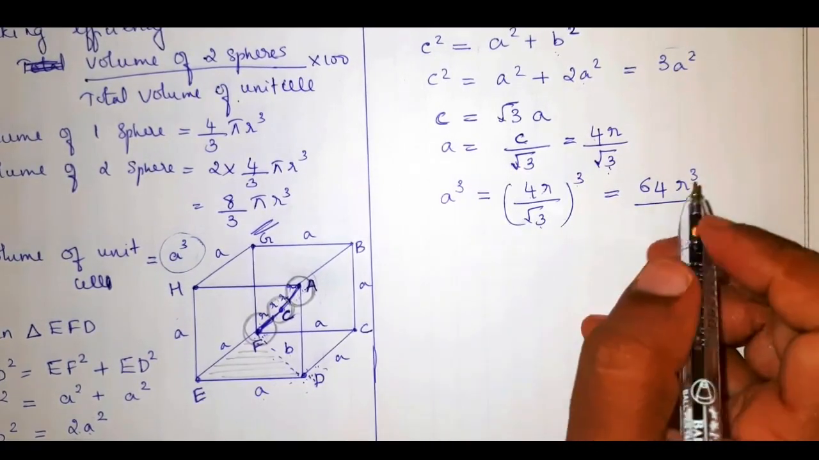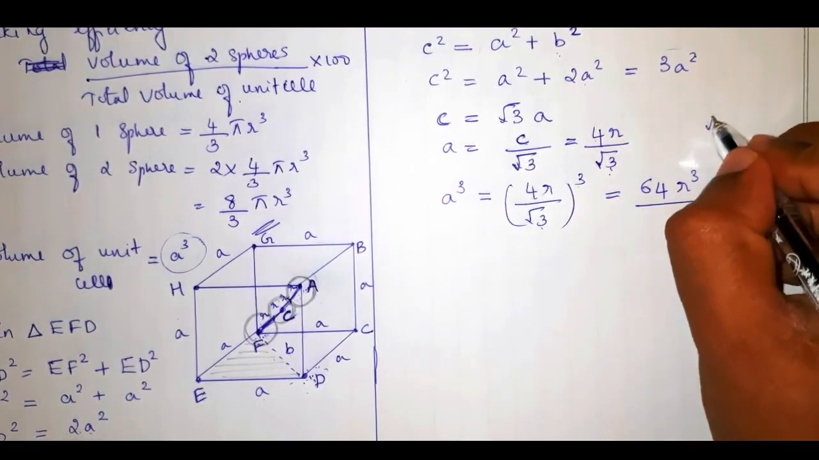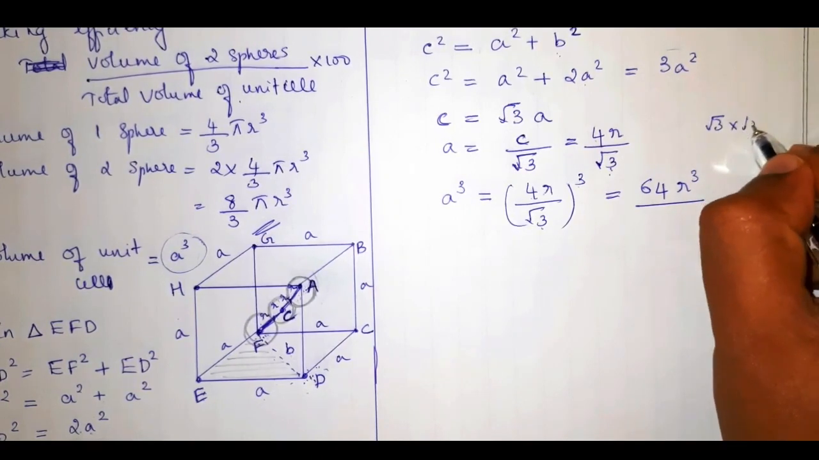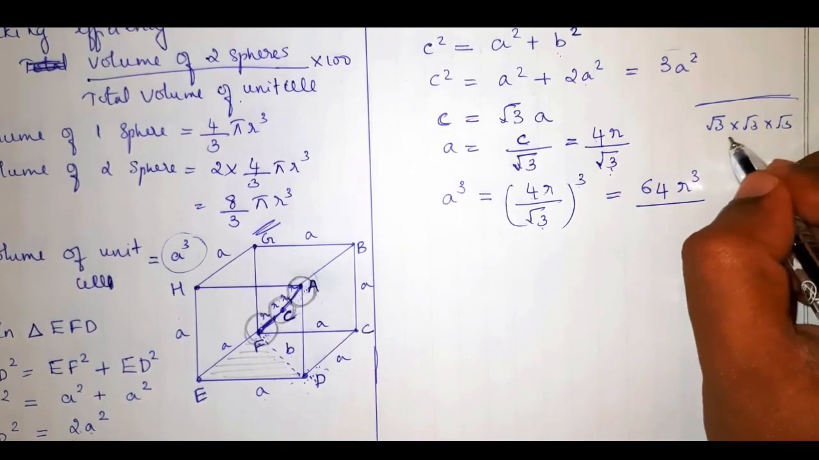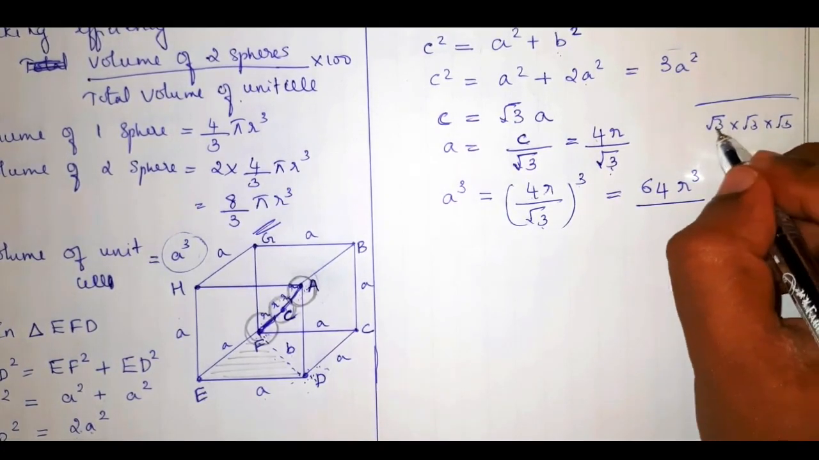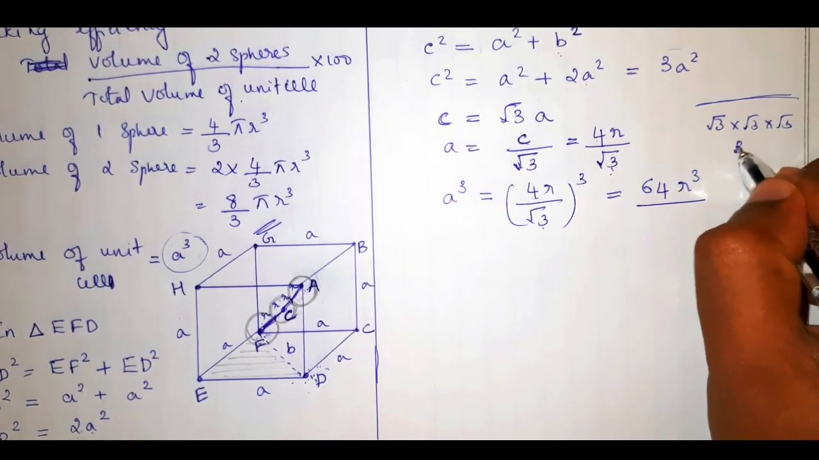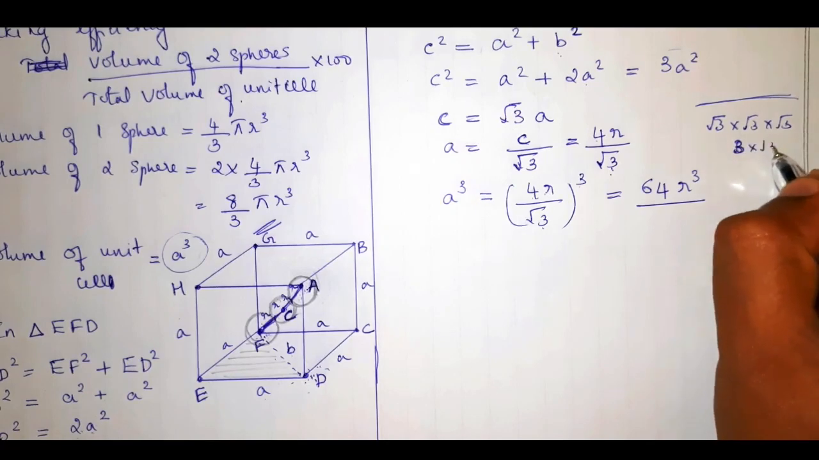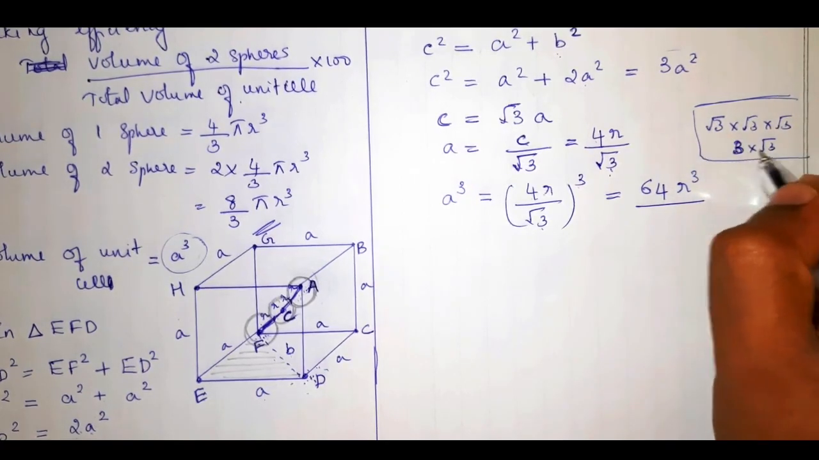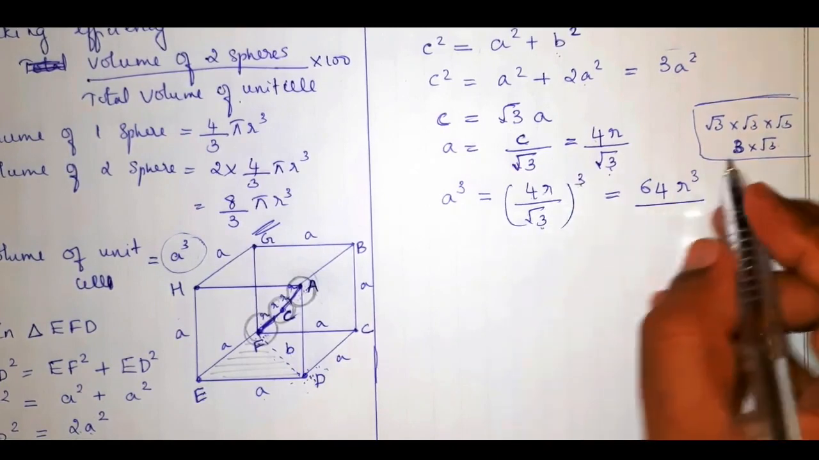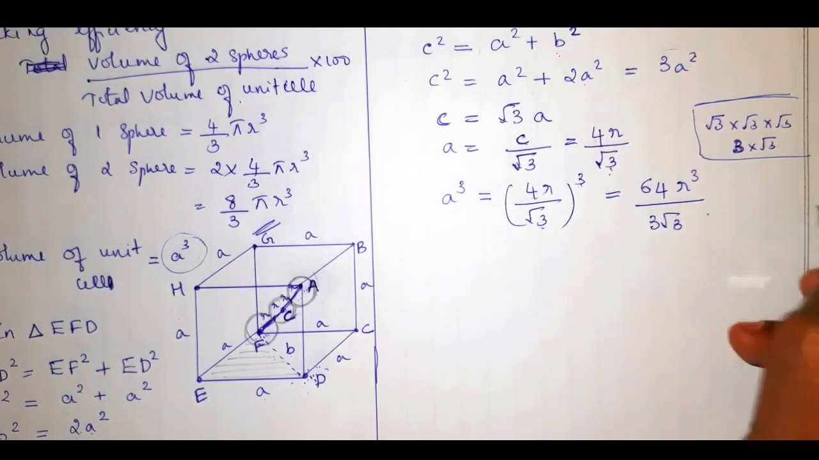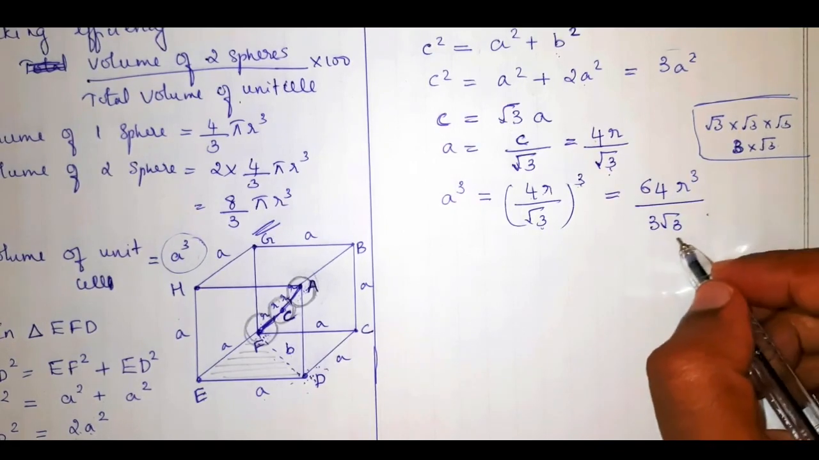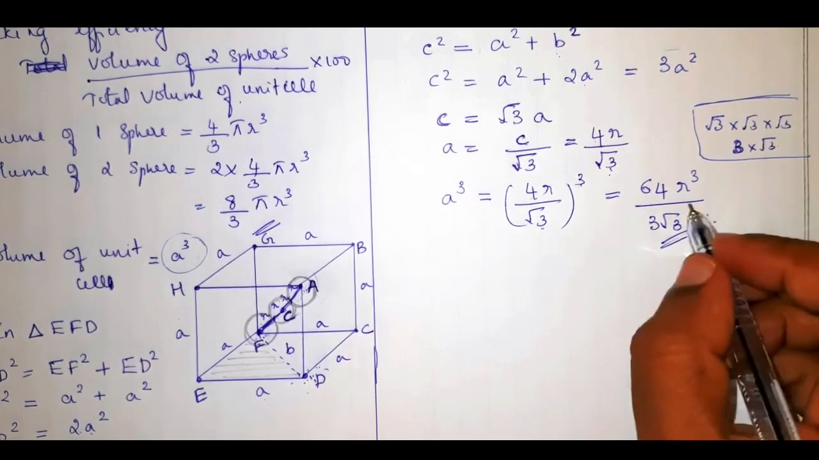What will you get for root 3 cube? Root 3 cube means root 3 into root 3 into root 3. Root 3 into root 3 is 3, so it is 3 into root 3. So you get 3 root 3. You can substitute root 3 cube as 3 root 3. So this is a cube.